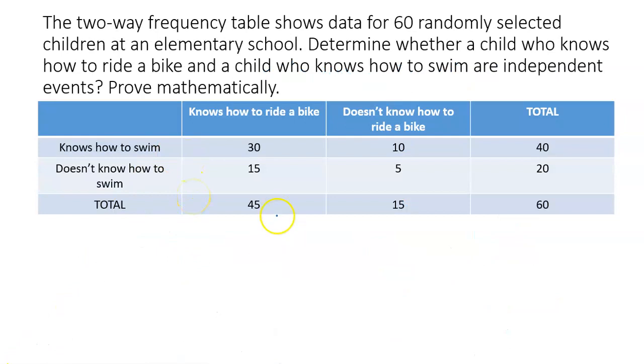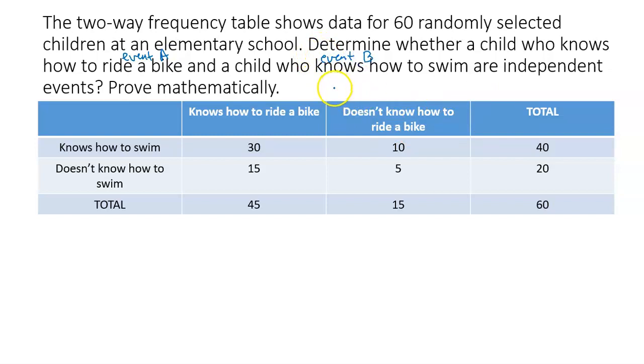The two-way frequency table shows data for 60 randomly selected children at an elementary school. Determine whether a child who knows how to ride a bike and a child who knows how to swim are independent events and prove it mathematically. So the child who knows how to ride a bike would be 45 out of 60. So we're going to call knows how to ride a bike event A, and a child who knows how to swim is event B.